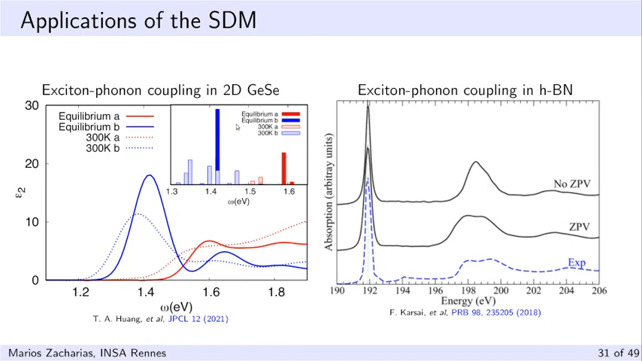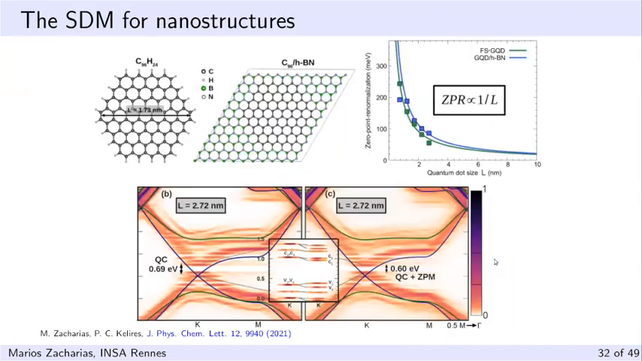Here is the example of 2D germanium selenide, and with the dashed line is the exciton-phonon spectra actually. And what we see here is that the oscillator strengths are redshifted, but also there is some broadening in the spectra, not captured by using the high symmetry DFT structure. And also this methodology has been used to explain the X-ray exciton-phonon coupling spectra in hexagonal boron nitride. And we see here that by including electron-phonon coupling effects, we reproduce the double peak structure observed in the experiments.